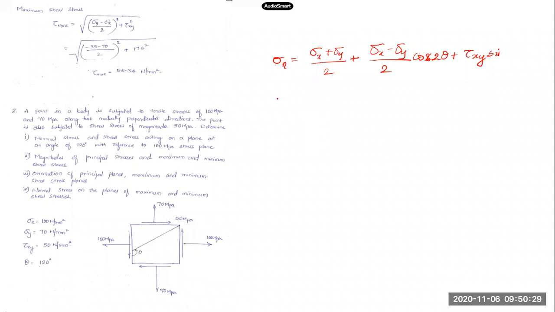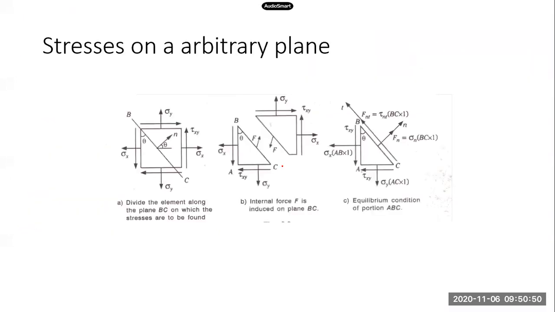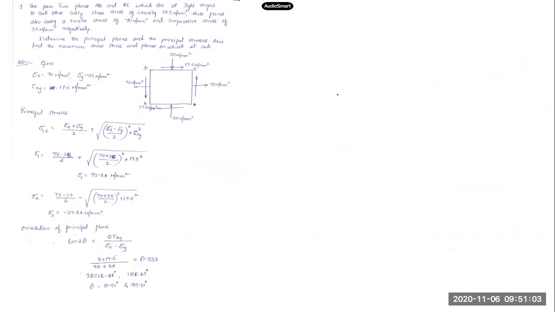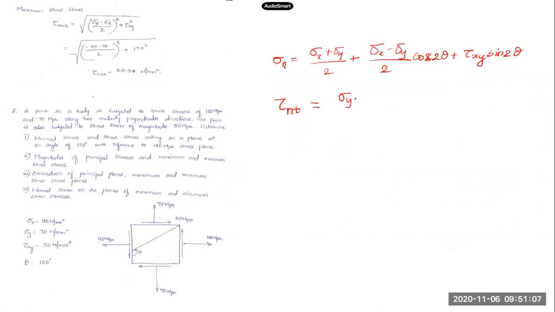So you have to find this normal stress and also the shearing stress, tau nt. What is the expression for tau nt in this case? We had it here, just now in the derivation we have come across that. So tau nt is minus (sigma x minus sigma y)/2 sine 2 theta plus tau xy cos 2 theta. We are asked to find the normal and shearing stress, so first find this normal and shearing stress.